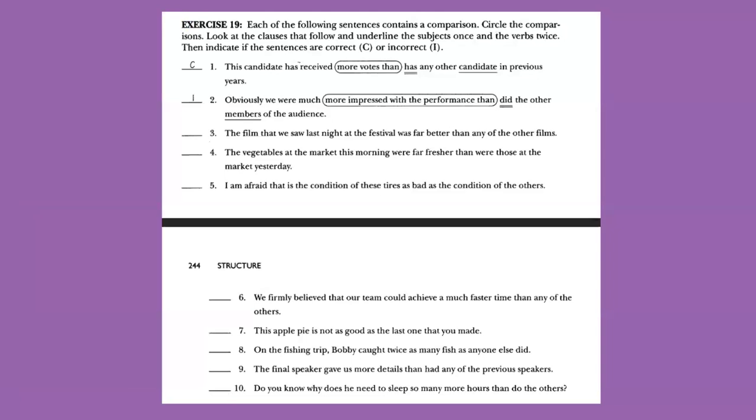Okay, so let's check the answers. Number 3 is correct. Number 4, correct. Number 5, incorrect. It should be that the condition of these tires is. And then 6 through 9, all correct. And finally, number 10, incorrect. Does he need should be he needs.